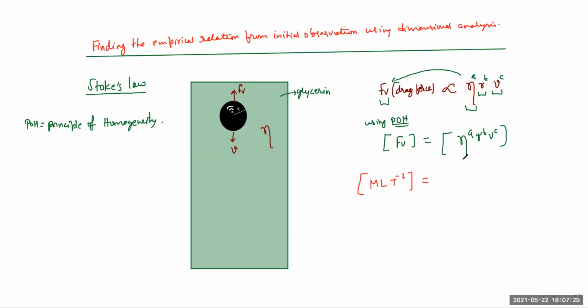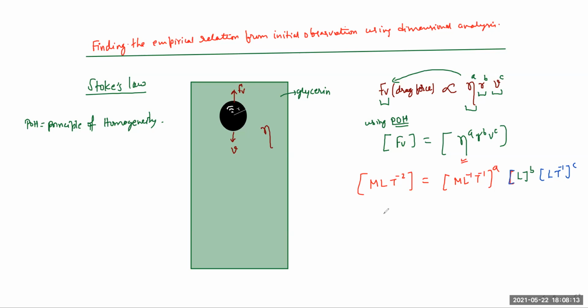On the right hand side, tell me, eta power a, what is the eta dimension? Just check. I hope this is the answer. Yes, sir, this is the answer. And r will be L power b. And velocity we know, that's very famous. What is velocity? LT minus 1 power c. So what I did was I simply substituted the dimensions and let the powers be the way they are.